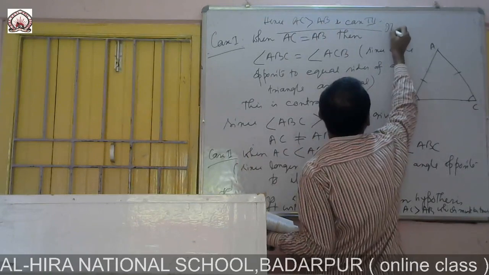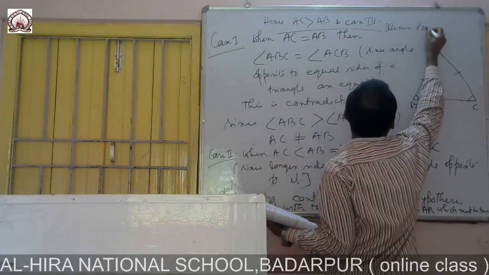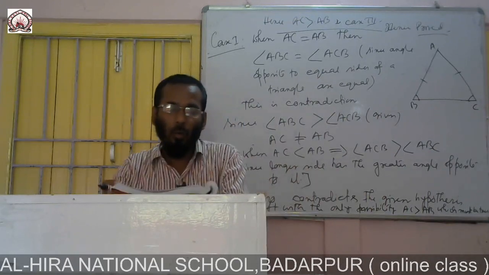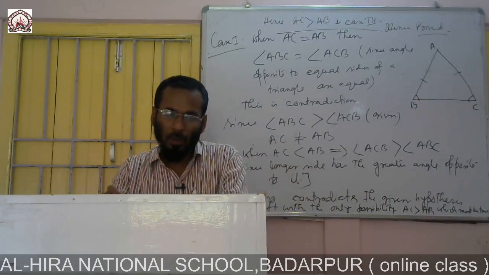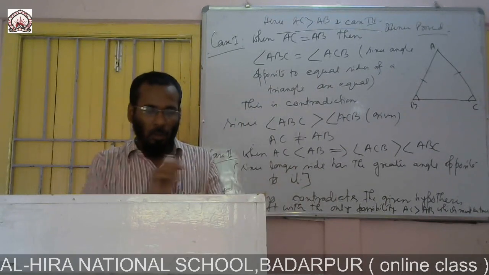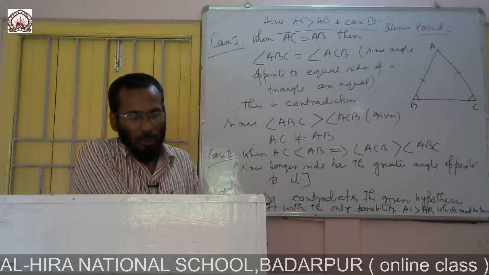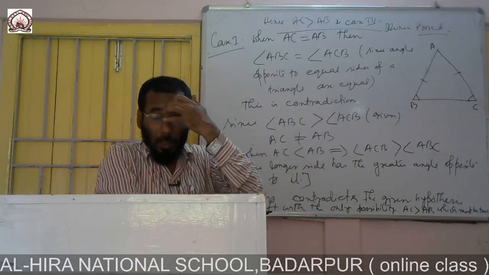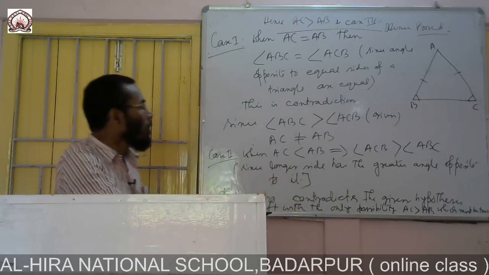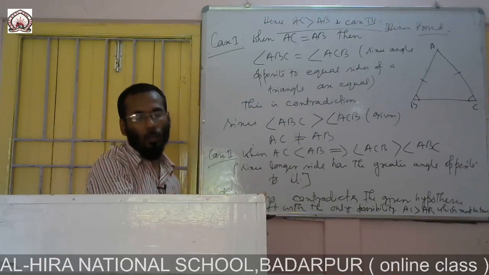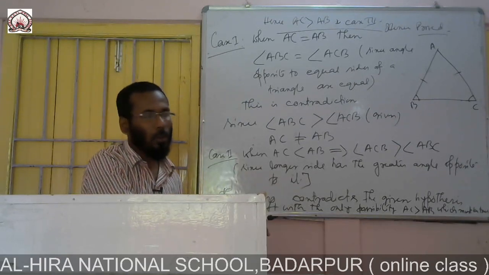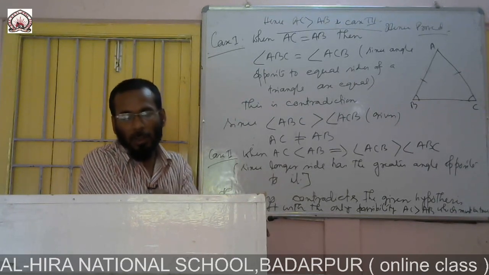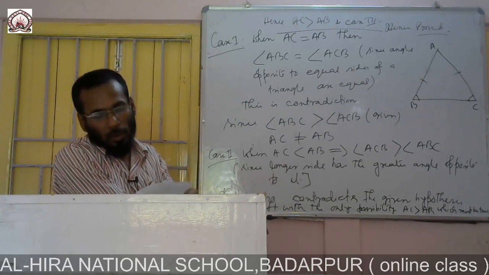Hence proved. Now one theorem is left. This is theorem number 3, and theorem number 3 is: the sum of any two sides of a triangle is greater than the third side.